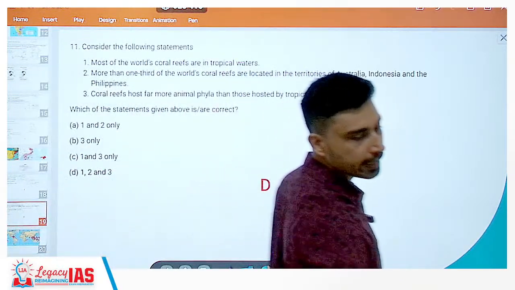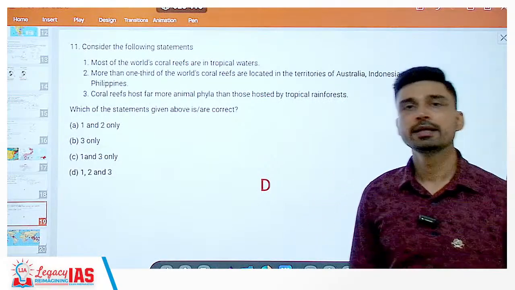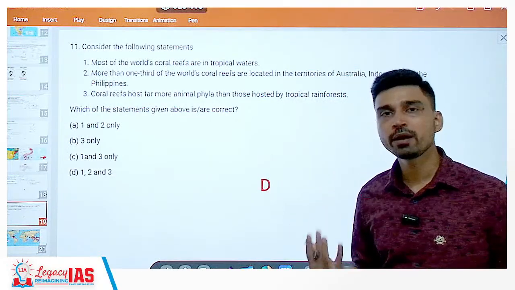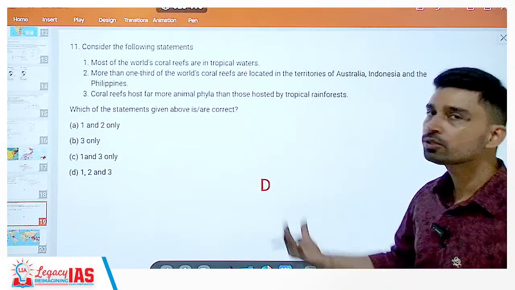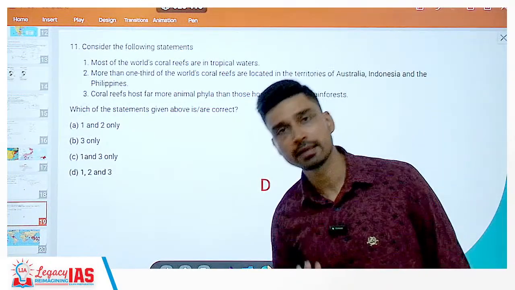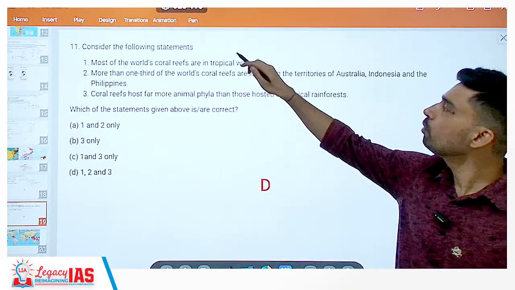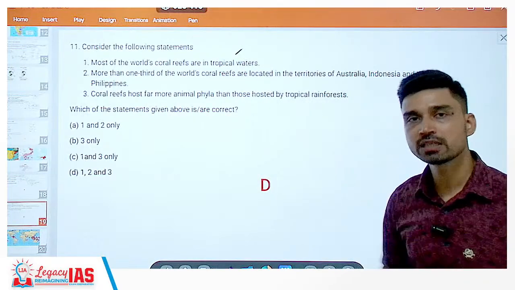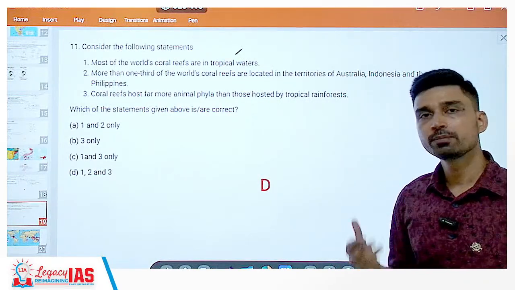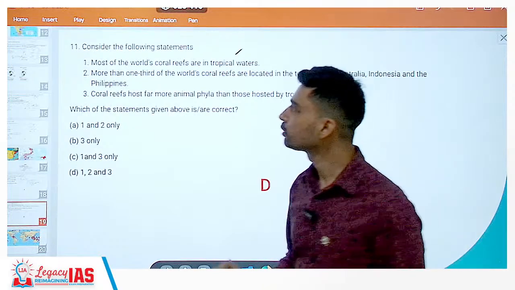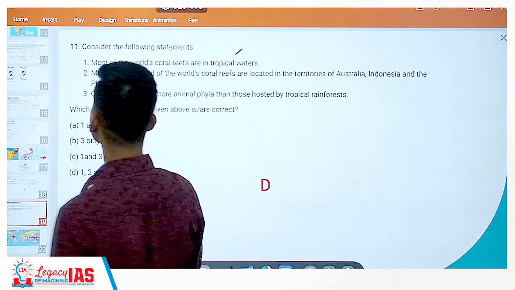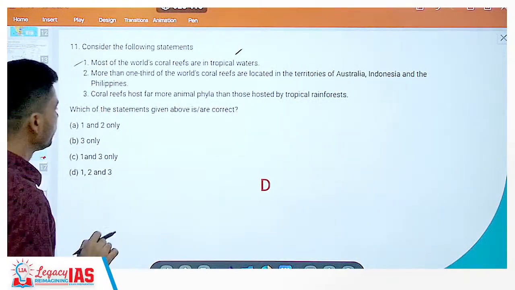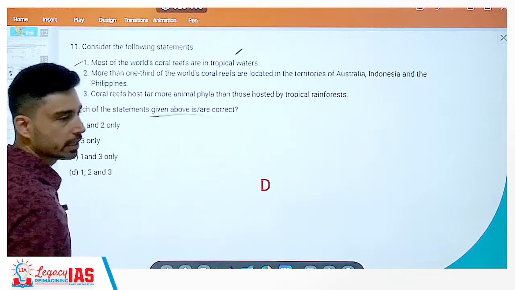Next question is related to coral reefs, which again is an important topic in oceanography, and there is continuous research going on in the area of coral reefs. So you can expect more and more questions to be asked on coral reefs, both in the prelims as well as in the mains examination. Simple question: 3 statements are given, and you have to choose the correct statement.